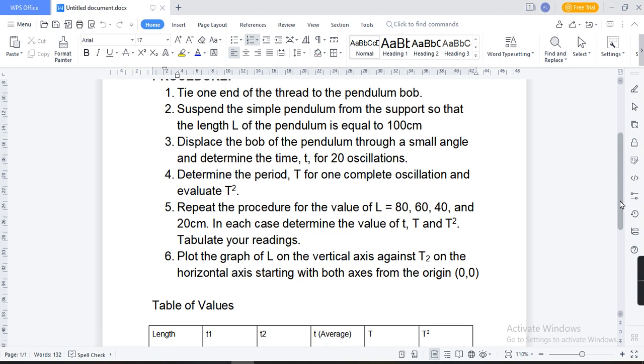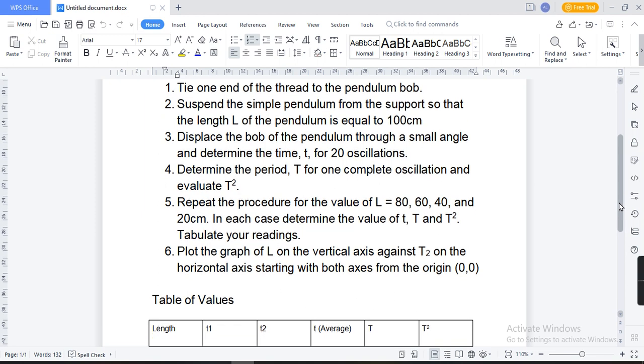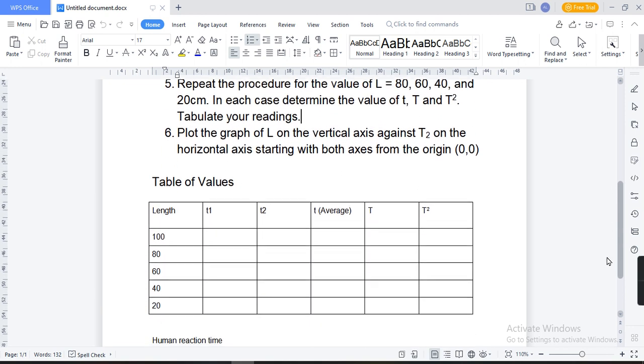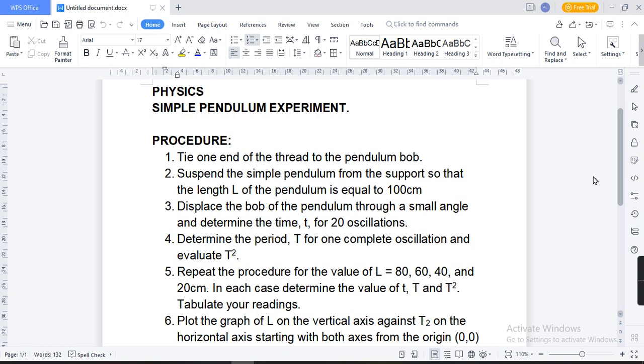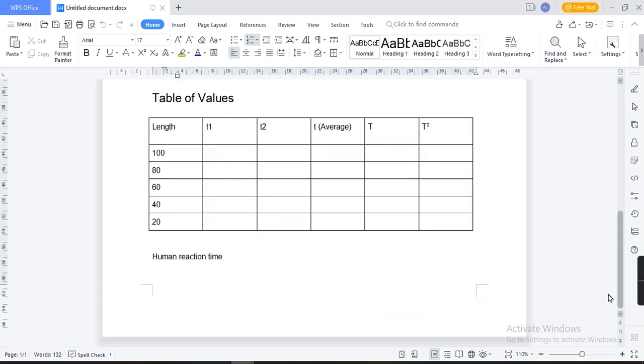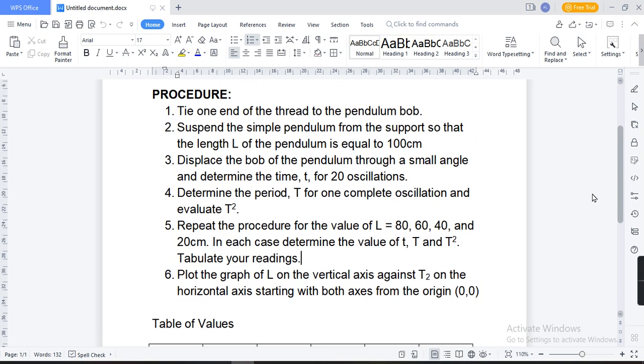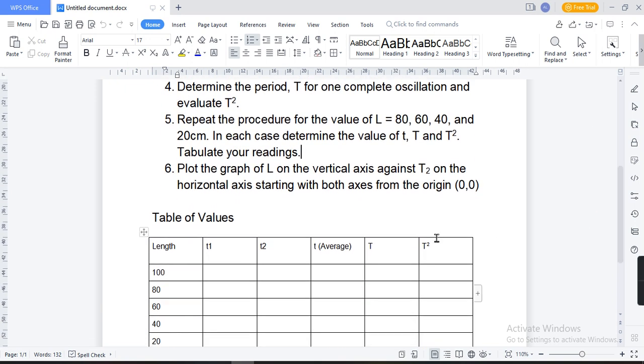So my major concentration is how to use PhET simulations to do this practical. So this is what is important for me for this particular experiment. All other questions on graph plotting, precautions and every other thing are there. So follow me, let's go.